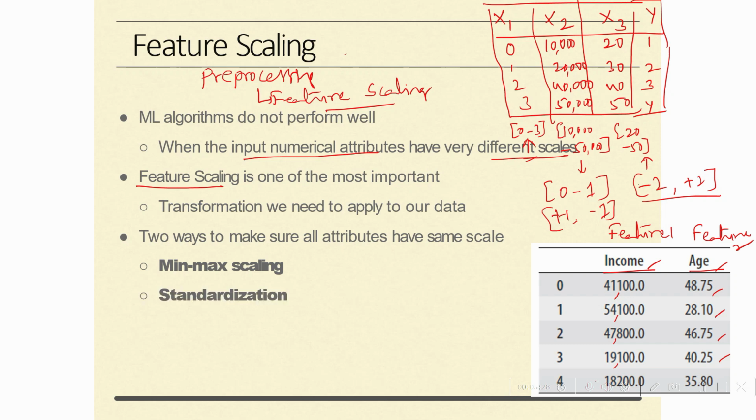Min-max scaling is also called normalization. And the second technique is called standardization. We can apply either min-max scaling or standardization on our data set in order to convert the original data into scaled data.